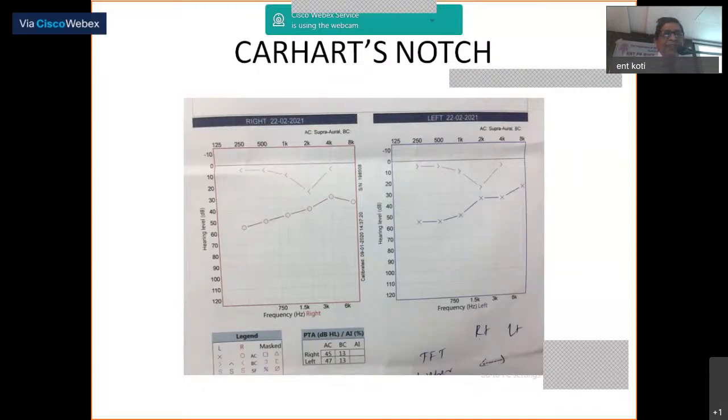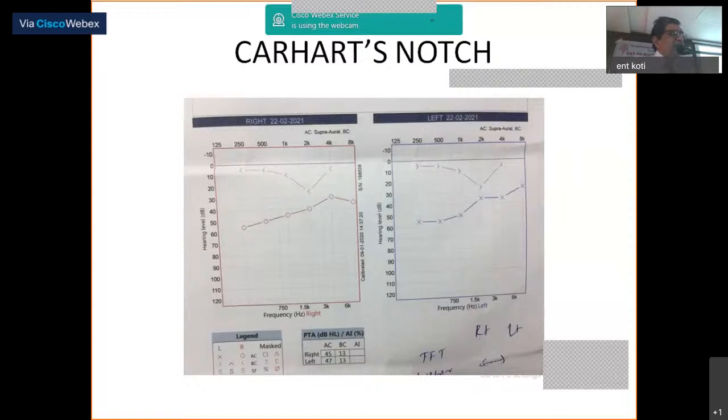I had a patient recently. So what you see is a dip in bone conduction at 2000. It is there on both sides in this patient. So it is a case of bilateral conductive hearing loss. It's called Carhart's notch. And somewhere I read that if the notch corresponds also in air conduction, it's a negative Carhart's notch. So a true Carhart's notch should not reflect any change in the air conduction.